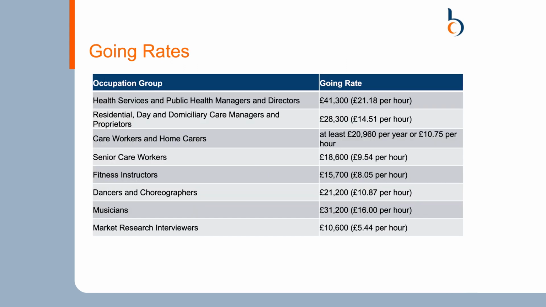A condition of coming into the country is that you have to be offering your workers at least a going rate for the post. So each type of position has a going rate for it. So these are the current going rates. Health service and public health service managers and directors, 41,000. Care workers have to be paid at least £21,000 a year, or £10.75 an hour, which is a good care worker salary. Senior care workers, for some reason, is lower.